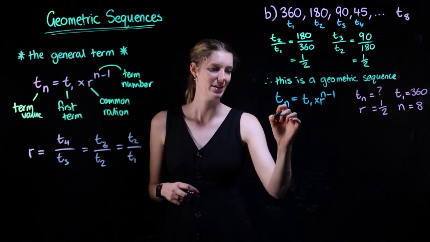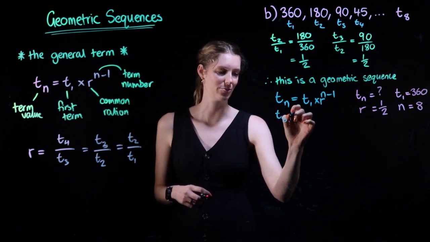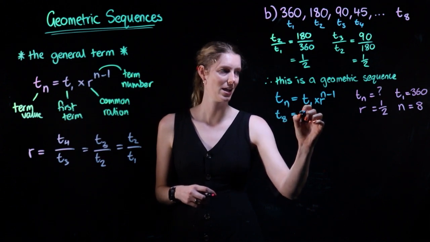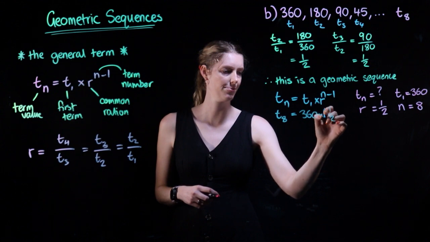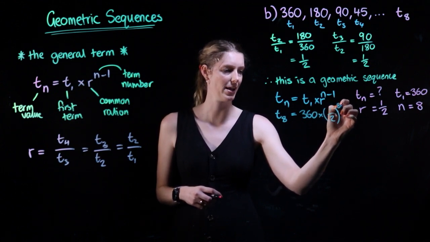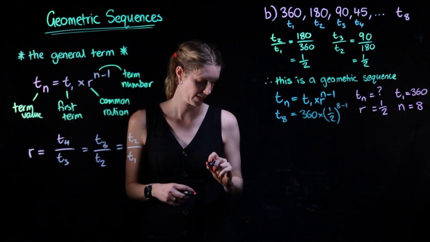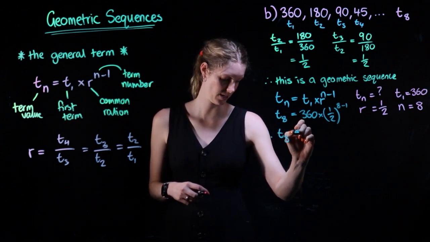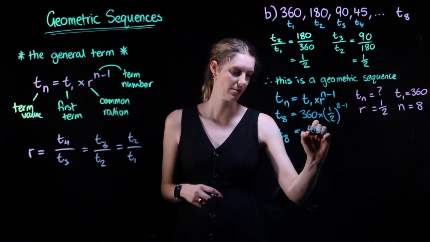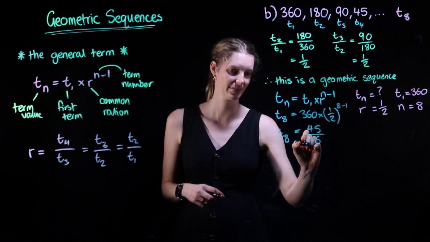So let's go and put this into our general term. T8 equals 360 multiplied by 1/2 to the power of 8 take 1. Now if we put that into our calculators, we get term 8 equals 45 over 16.